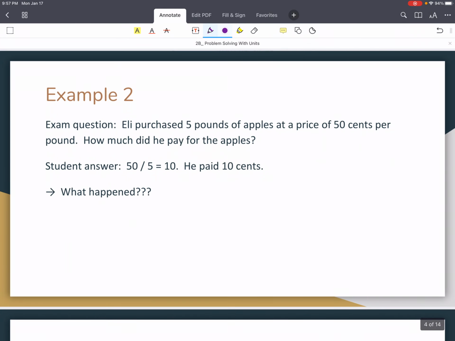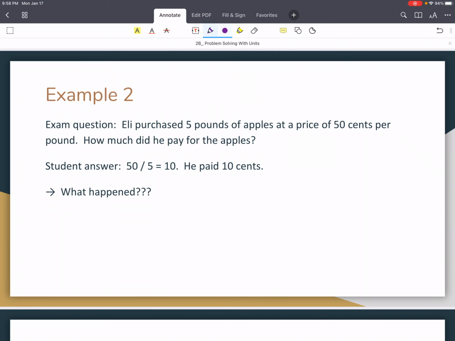Okay, example 2. Let's say Eli purchased 5 pounds of apples at a price of 50 cents per pound. How much did he pay for the apples? Well, someone answers 50 divided by 5 and says 10. Pay 10 cents. First off, does it make a lot of sense to pay 10 cents for 5 pounds of apples? Probably not, but we need to look and see what happens. Well, 50 divided by 5, 50 cents per pound. Maybe he was doing, well, or she, we don't know, 50 divided by the 5 pounds, but that's not what we're needing to do here.